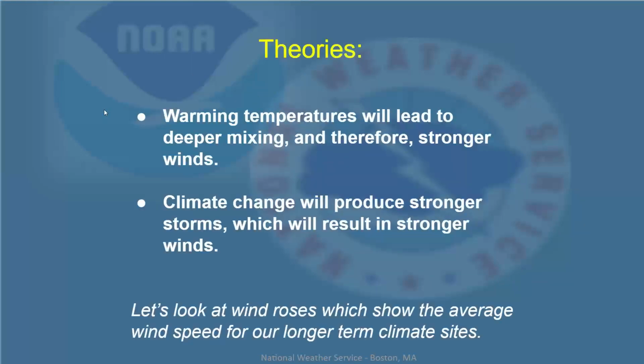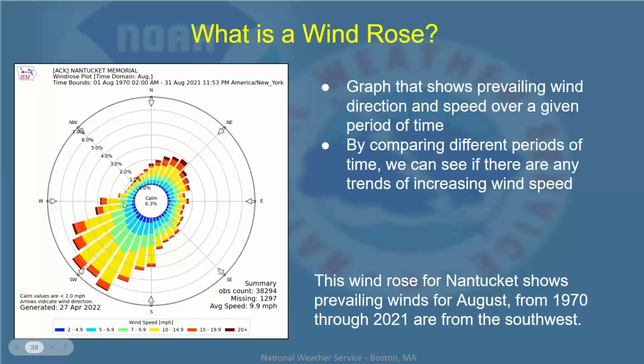So the theories are warming temperatures will lead to deeper mixing and therefore stronger winds. Climate change, whether we agree or disagree on the human element or just natural cycles, will produce stronger storms, and that can result in stronger winds. So let's see if we can either prove or disprove these two theories. And what we're going to do is look at wind roses, which show the average wind speed for our long-term climate sites.